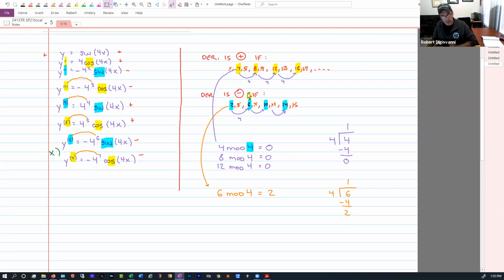Okay. Take the next number in your list, 10. What's 10 mod 4? So how many times does 4 go into 10? 2 times. How much is left over? 2. You'll see that. If I do the next number, 14 mod 4. So 4 goes into 14 3 times, right? 3 times 4 is 12, and you have 2 left over.